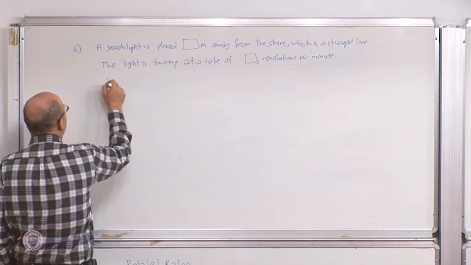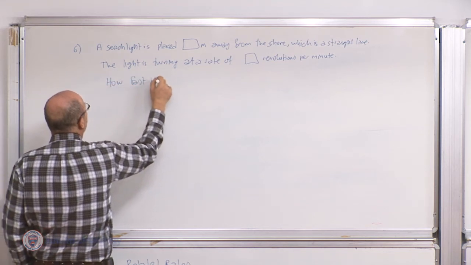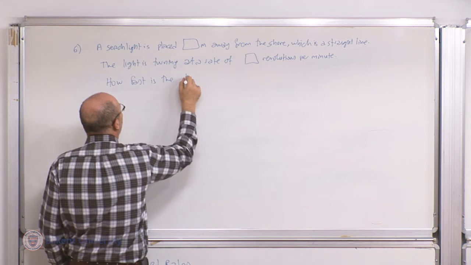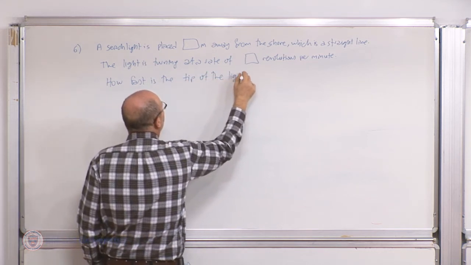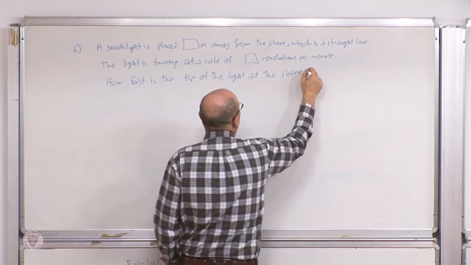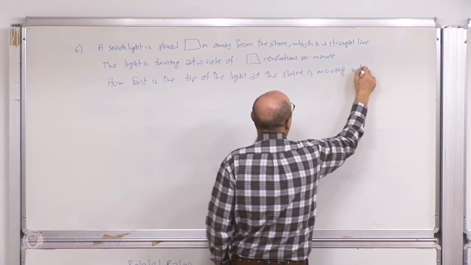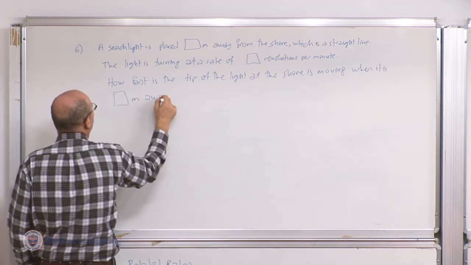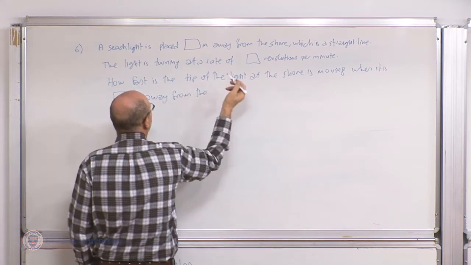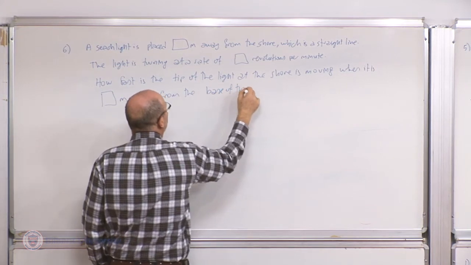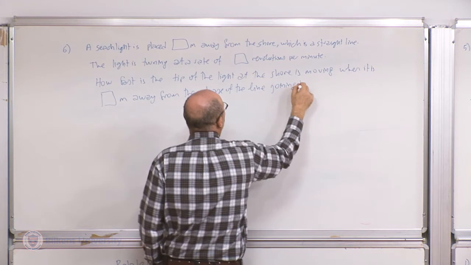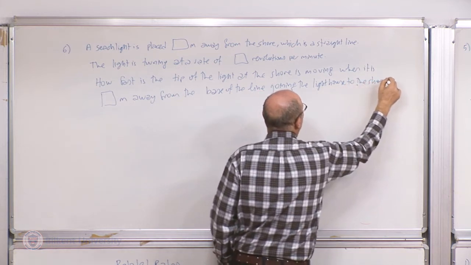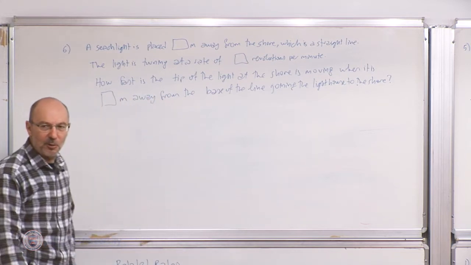Okay. How fast is the light? How fast is the tip of the light at the shore is moving when it is so many meters away from the base of the line joining the lighthouse to the shore. Okay, so I hope this is a reasonable problem.